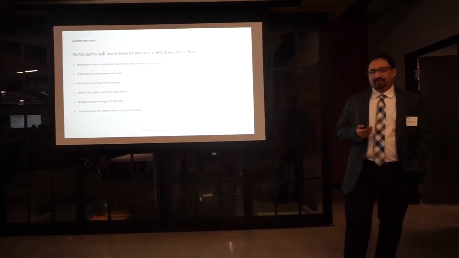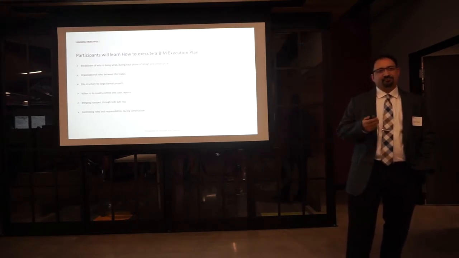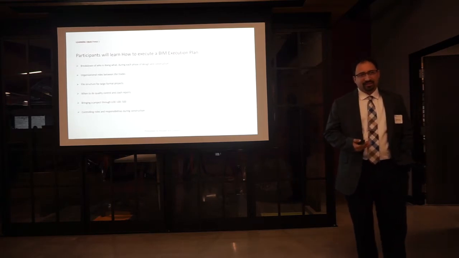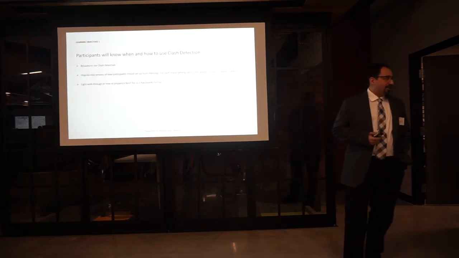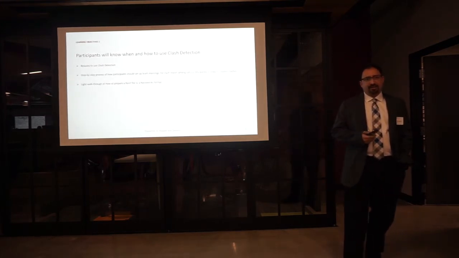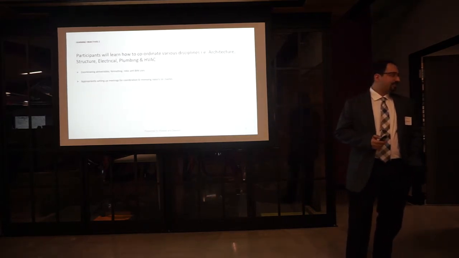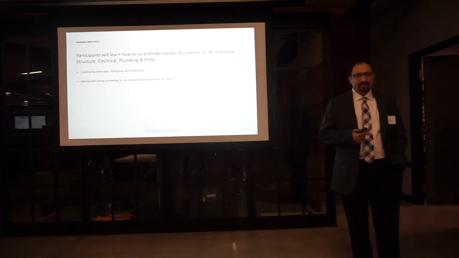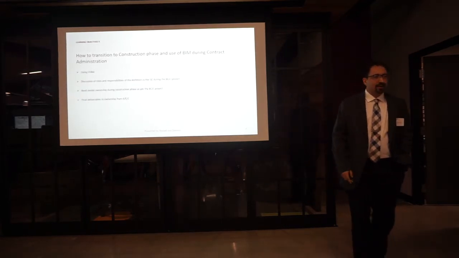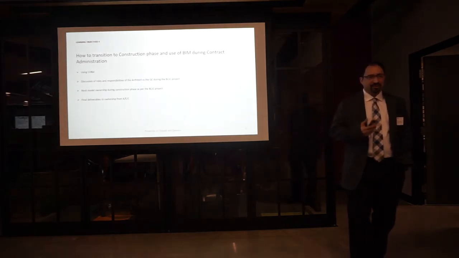Just to go through what we're going to be learning in this project, we're going to be learning how to execute a BIM execution plan, when, how, and the roles and responsibilities for the organizations in the firms. We're also going to be learning when to use clash detection, and a light run through of how to run it. We're going to be looking at the best way that we found in our mid-rise project to coordinate the different trades, as well as how to transition from the design phase to the construction phase using this BIM execution plan.